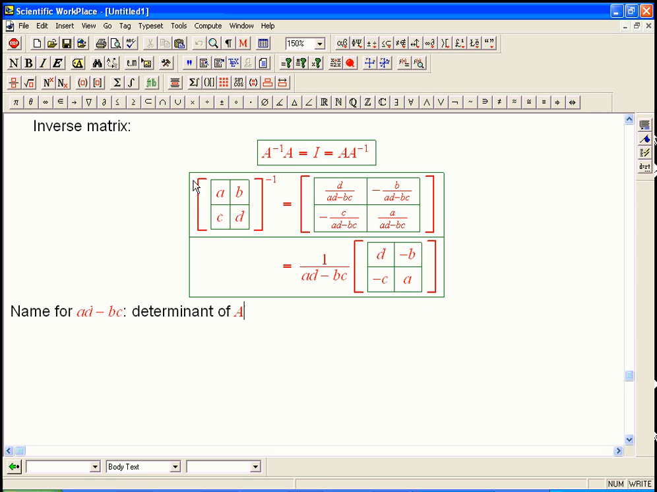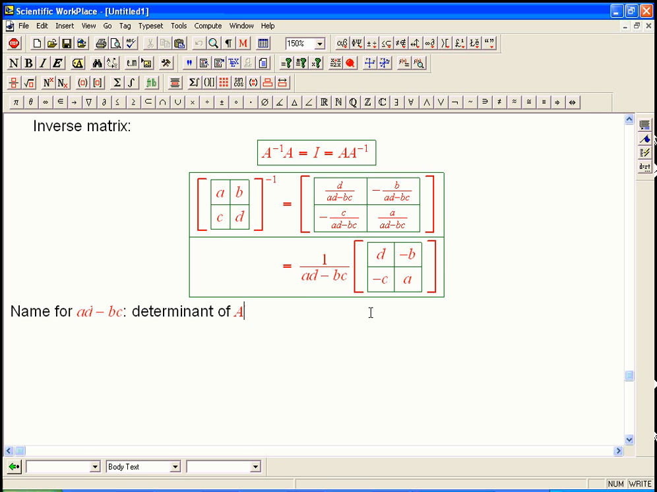So here's the rule. You take A and D and you switch their positions. You swap them with each other, but you don't change the signs. B and C, you don't change their positions, but you do swap the signs. So that's a little interesting. And then you divide by this magic number called the determinant, AD minus BC.